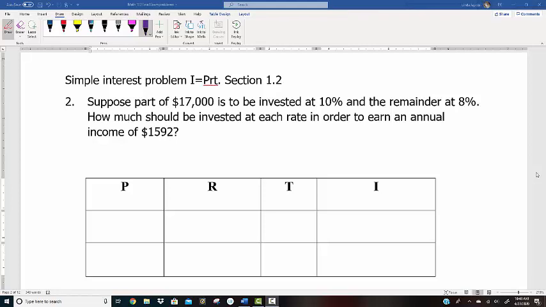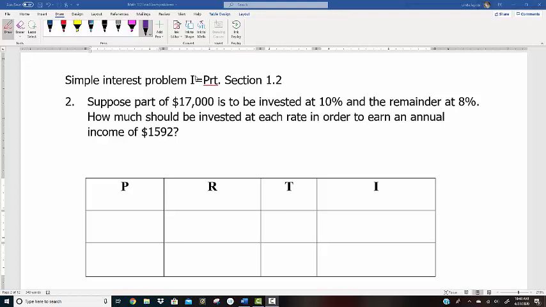Today we're going to talk about simple interest. The simple interest formula is I equals PRT. Now, how you set it up, I've got a table down here. You may not choose to use the table, but this will at least explain how it's set up. Here we have part of 17,000 is to be invested at 10% and the remainder at 8%.